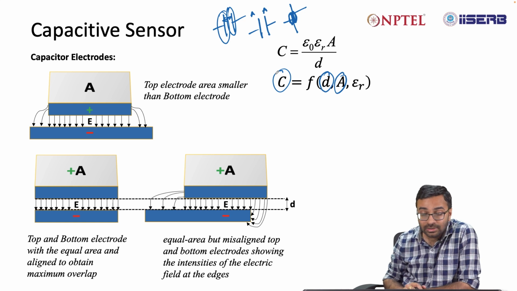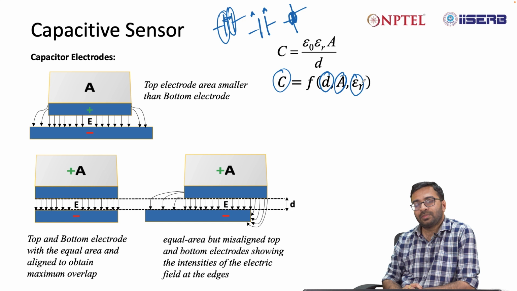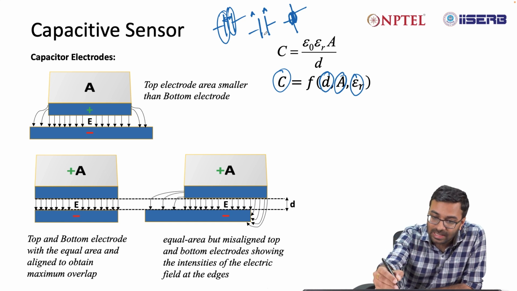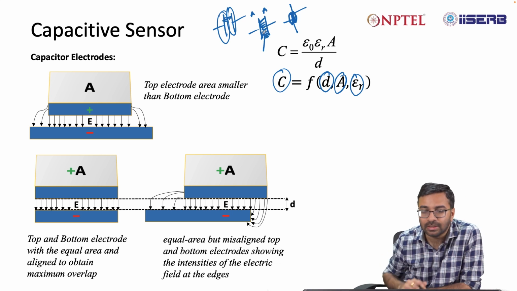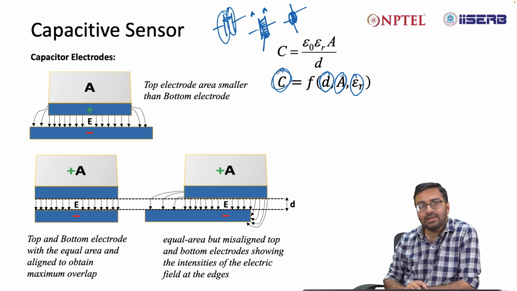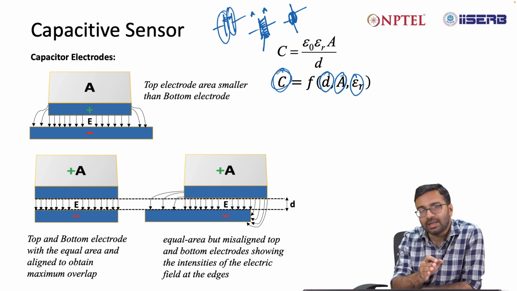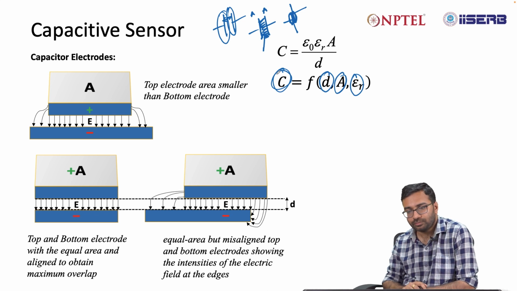And third is the dielectric constant. For example, if you have a stimuli that changes the dielectric constant of the dielectric material in the middle, then it will change the capacitance. Then again the capacitance can be calibrated with the input or the stimuli.